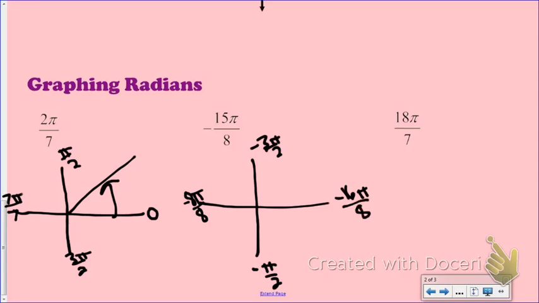Again, it's a little easier with that common denominator. Well, negative 15 pi over 8 is a lot closer to negative 16 pi over 8 than it is to negative 8 pi over 8. So I know this angle will end in that quadrant.